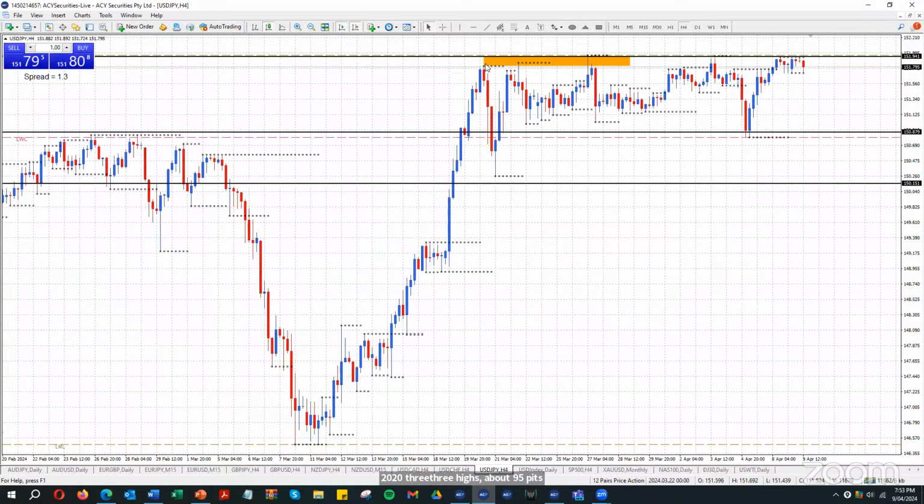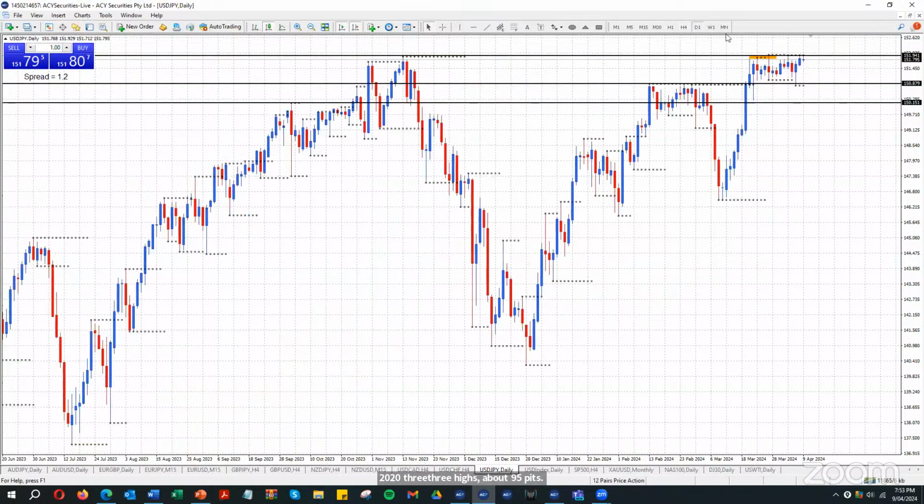Back to my day chart. There's the top of the range at the moment. There's the bottom of the range. We came back down to the bottom of the range last week, went all the way back up to the top of the range. Maybe this week we'll just go all the way back down to the bottom of the range. So we're in the sell zone, sideways.